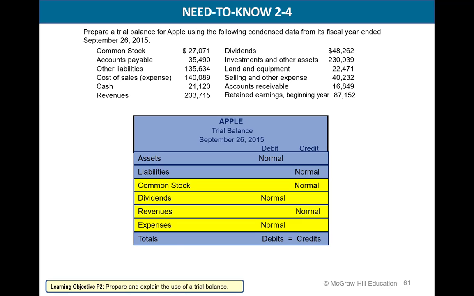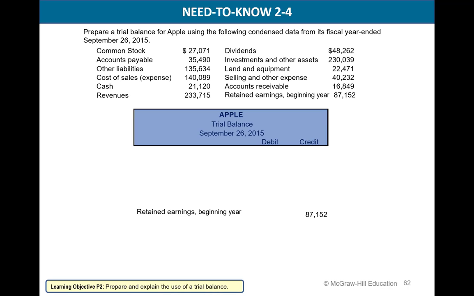Then we follow with subsets of equity. The common stock account has a normal balance of credit. Investments increase equity. Dividends, payments to the owners, decrease equity, therefore they have a normal balance of a debit, and revenues increase equity, so a normal balance of a credit. And finally, expenses, a normal balance of a debit as they decrease equity. The trial balance proves that the total of debits equals the total of credits.